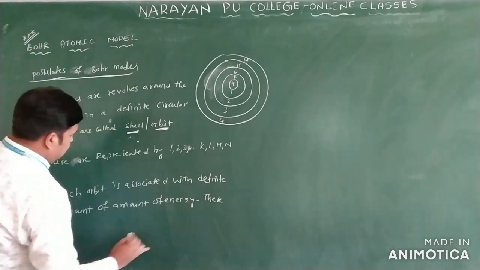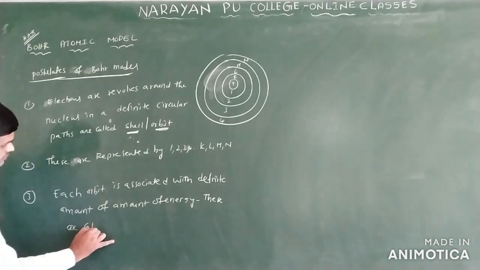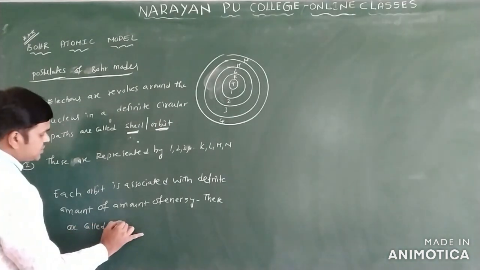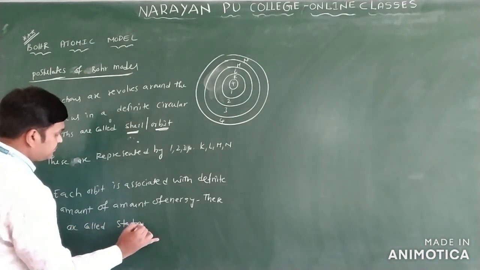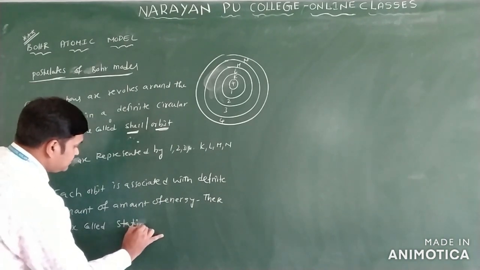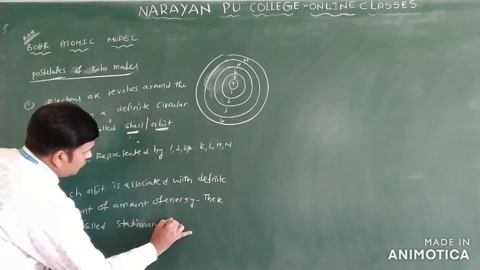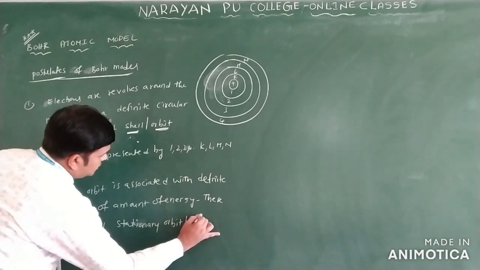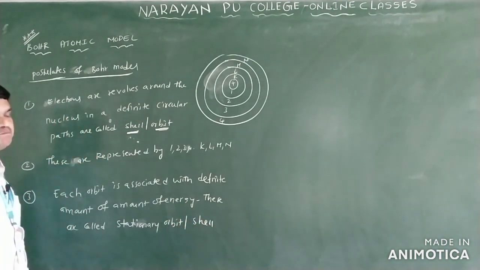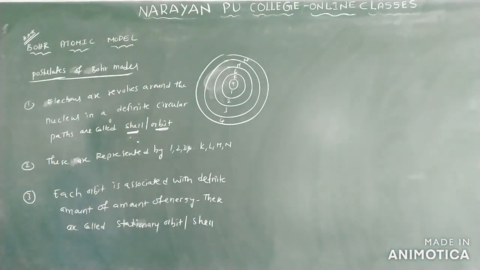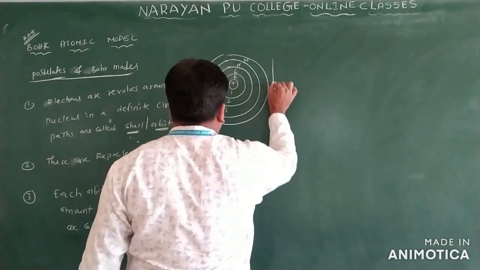These are called stationary orbits or stationary shells only. Clear? So this is the next postulate in this Bohr atomic model only.